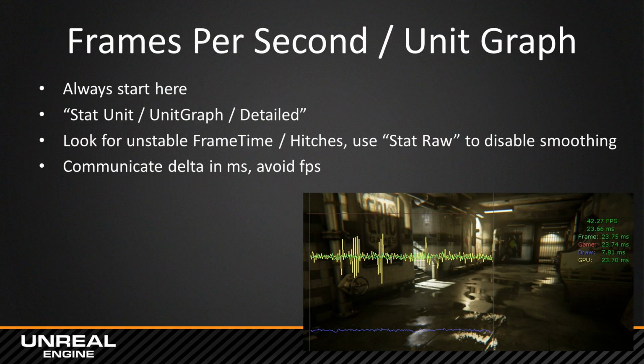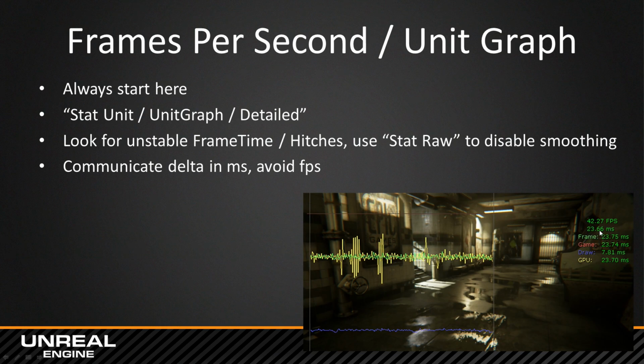So the most important and most reliable number you can look at is actually the performance of the whole frame. That would be expressed either in frames per second or in milliseconds. You can see here on the bottom right that I'm using stat unit to display some numbers. I think it's stat detailed even. You can see the frames per second here.